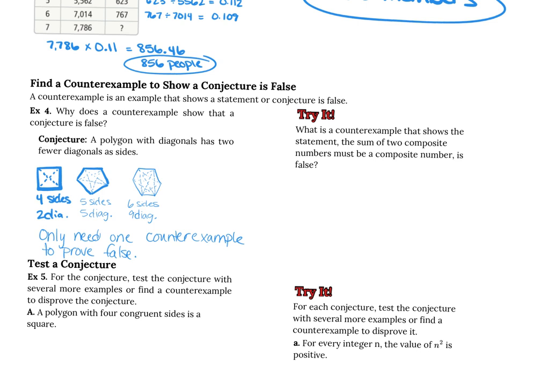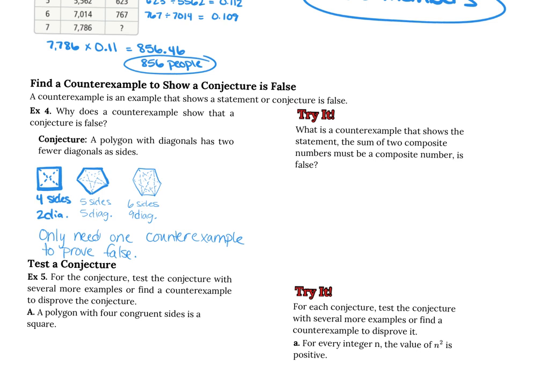What is a counterexample that shows the statement, the sum of two composite numbers must be a composite number, to be false? Okay, and just a refresher, a composite number is a positive integer that is formed by multiplying two smaller positive integers together. So in order to get a composite number, we have to multiply two numbers together to get it.